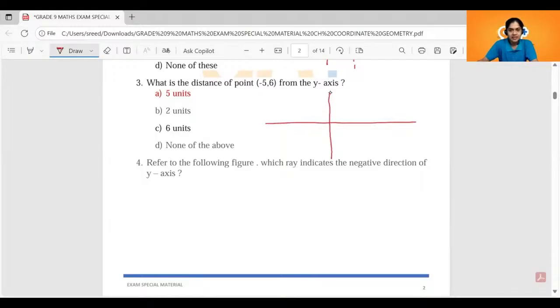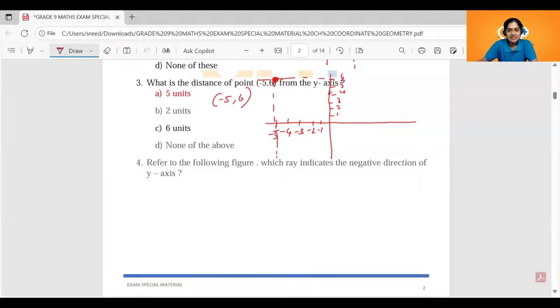The x coordinate is negative, so -1, -2, -3, -4, -5, and the y coordinate is positive 6, so 1, 2, 3, 4, 5, 6. Through -5 I'm drawing a perpendicular, and through positive 6 I'm drawing a perpendicular. This is the required point. So our point is -5, 6.